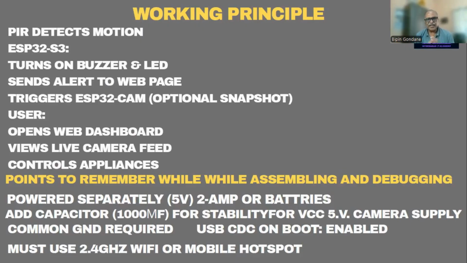Only ground. Okay. Then USB CDC on boot enabled. This is very important. This is about when you connect or program C3, at that time, in the tools, when you select board, at the bottom of that, you have USB CDC on boot. You have to enable it. Otherwise, sometimes that module, it is a small module, please remember, ESP32 small module, that is C3 module, will not work properly. And finally, you have to use 2.4 gigahertz Wi-Fi for your mobile hotspot. 2.4, don't use 5 gigahertz. Otherwise you will face this problem. So these are the points which I have to share.